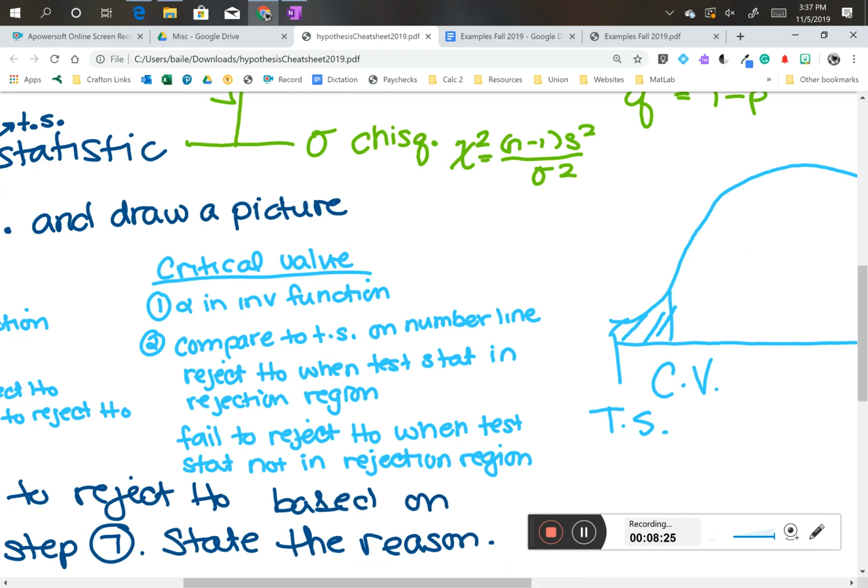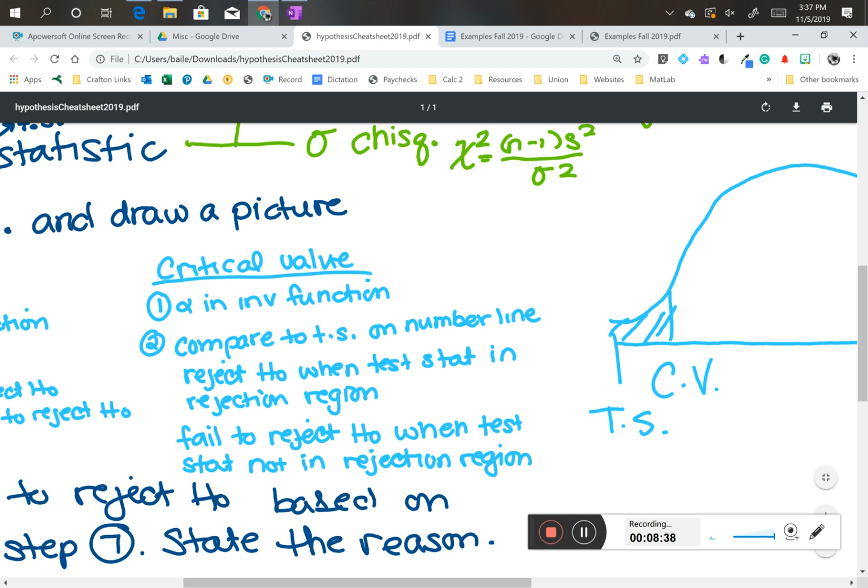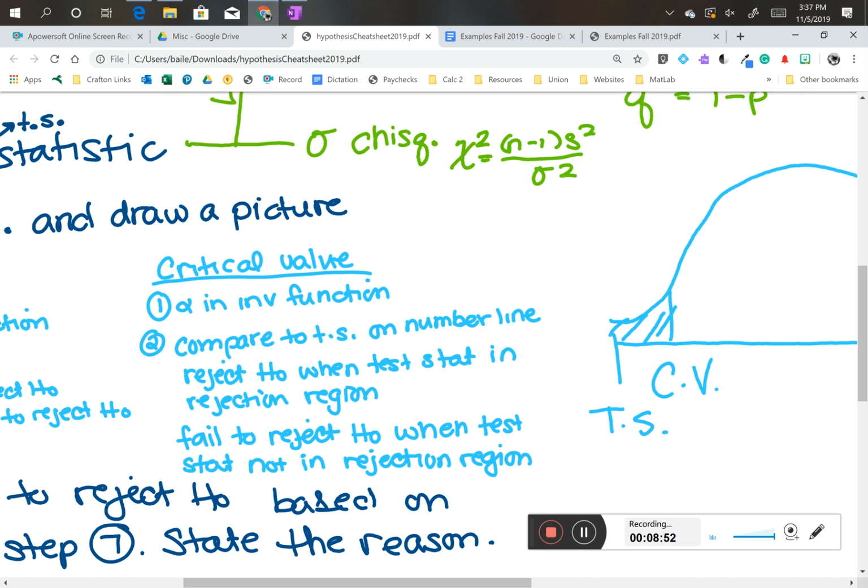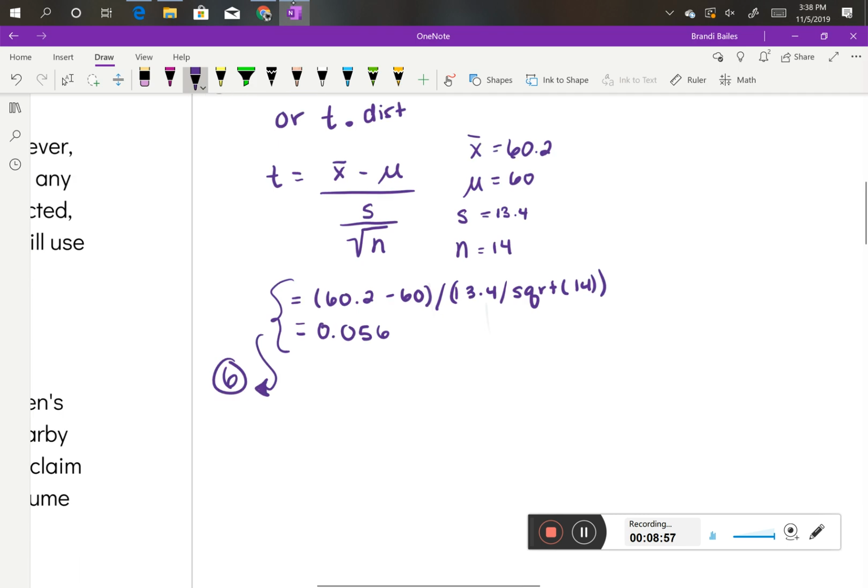The critical value method instead has us find a critical value associated with alpha. So a critical value method has us find the critical value that starts and stops this shaded region. Then all we have to do is compare our test statistic to our critical value and use a number line argument to say either we're on this side or we're on this side, on the shaded side or on the not shaded side. If we're on the not shaded side, then we're not in the rejection region, so we would fail to reject. If we land in the shaded side, then we are in the rejection region and we reject H0. So let's go back to our problem.